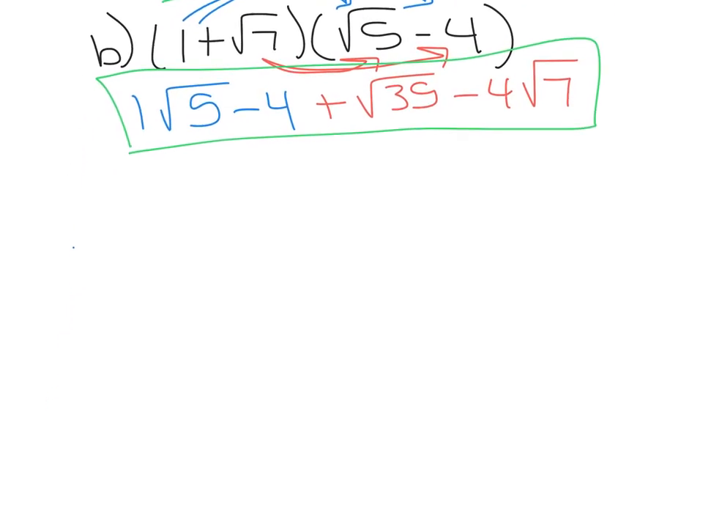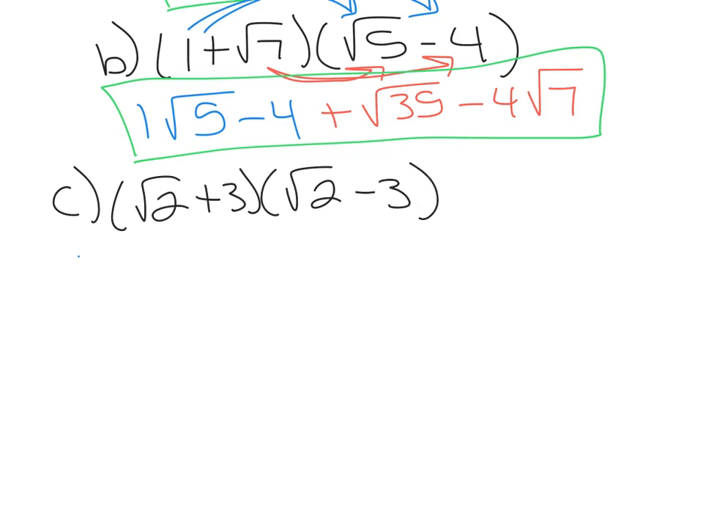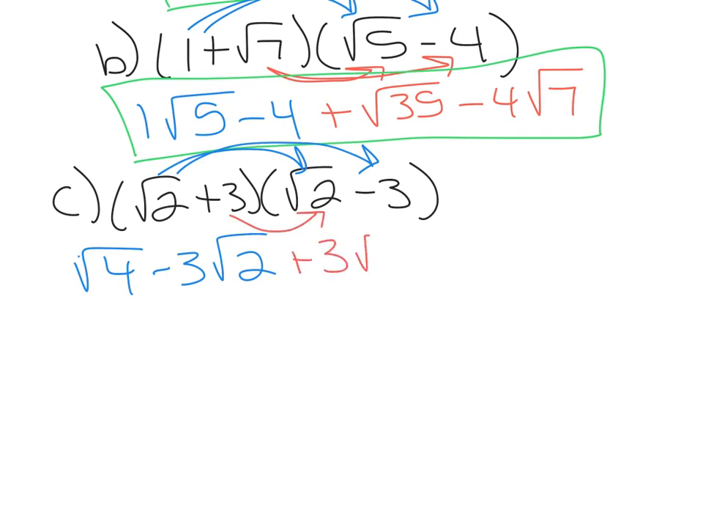For letter C, I have the square root of 2 plus 3 times the square root of 2 minus 3. And working through my double distribute again. Square root of 2 times square root of 2 is square root of 4. We'll simplify in a minute. Square root of 2 times negative 3. The negative 3 is on the outside. The 2 is on the inside. And then I go here to here, and I have a positive, again, 3 on the outside, square root of 2 on the inside, and then 3 times negative 3, negative 9.